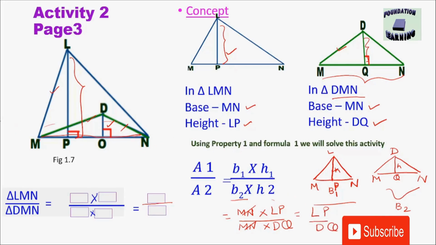So what is the question? Area of triangle LMN upon area of triangle DMN equal to, what did we get here? Base 1 MN into height 1, which is LP, upon base 2, which is MN again, into height 2, which is DQ. And since MN gets cancelled, the answer will be LP upon DQ.